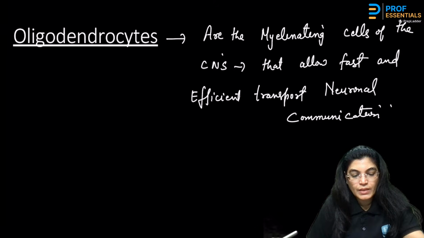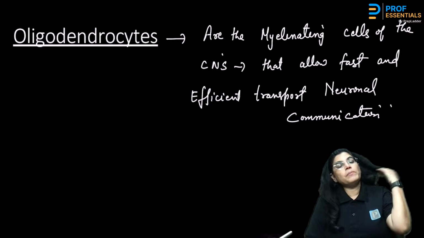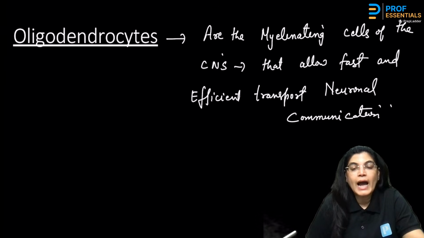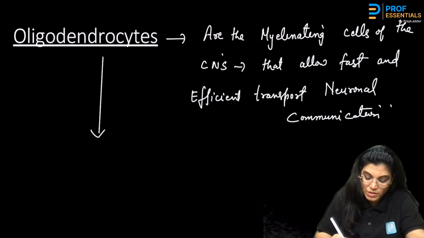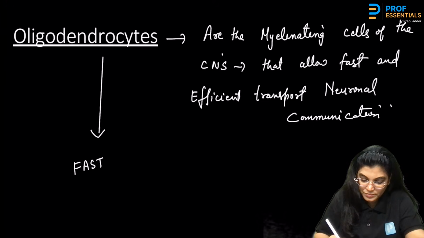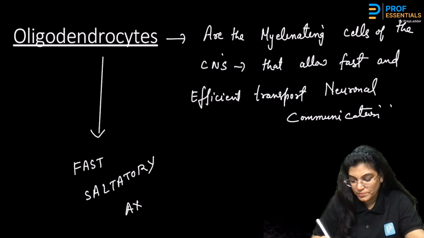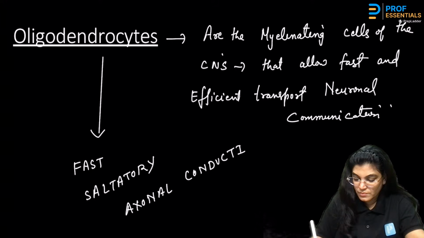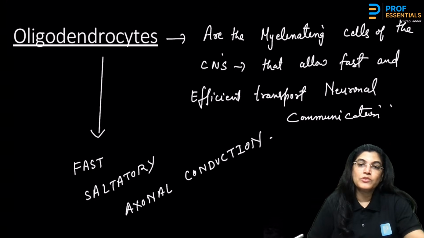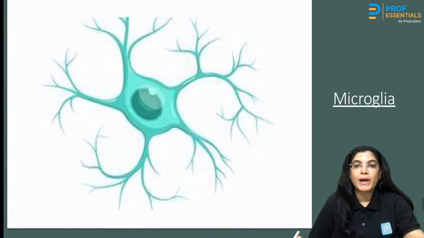If I am talking about this myelin sheath, it is also very important for forming electric insulation, and this is important for the fast conduction of nerve impulses. So oligodendrocytes are very important for fast saltatory axonal conduction. This is one of the important functions of oligodendrocytes. Done with this, now moving on to the next cells, that is microglial cells.